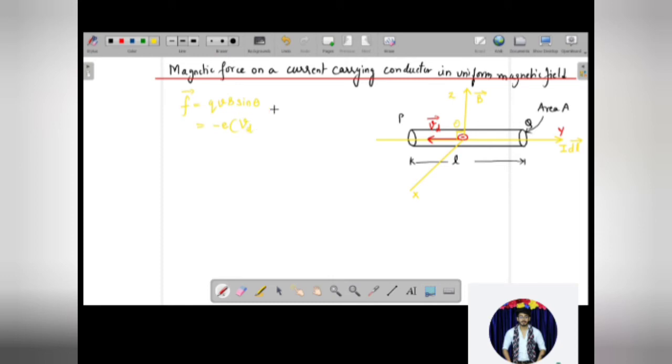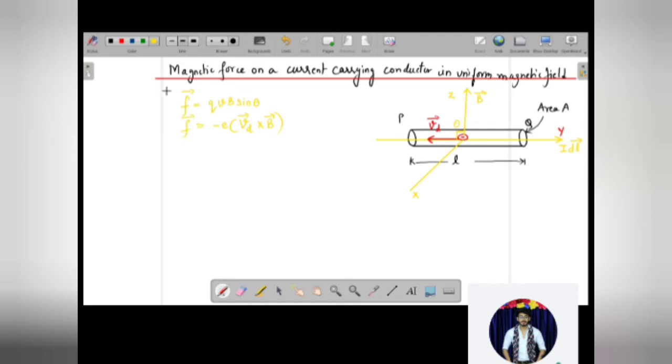What is drift velocity? We have already learned in the third chapter, current electricity. So the velocity is the drift velocity cross the magnetic field applied, because vB sine theta is nothing but v cross B. Velocity in this case is nothing but the drift velocity, and the magnetic field is taken as B. So this is what I get for the magnetic force. So the magnetic force is equal to minus e Vd cross B.